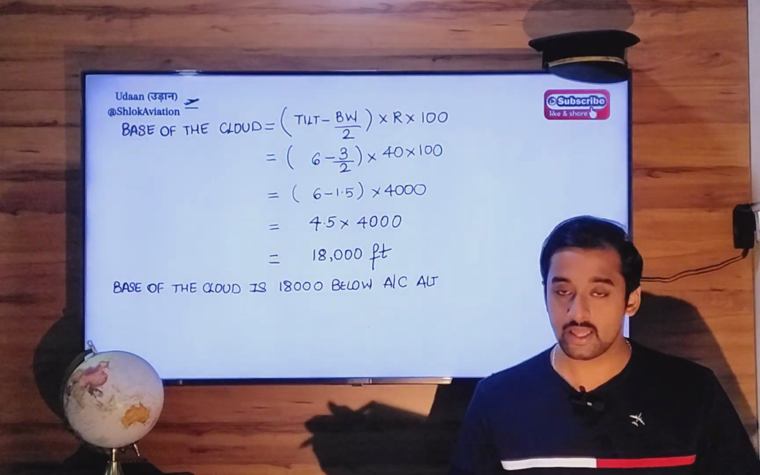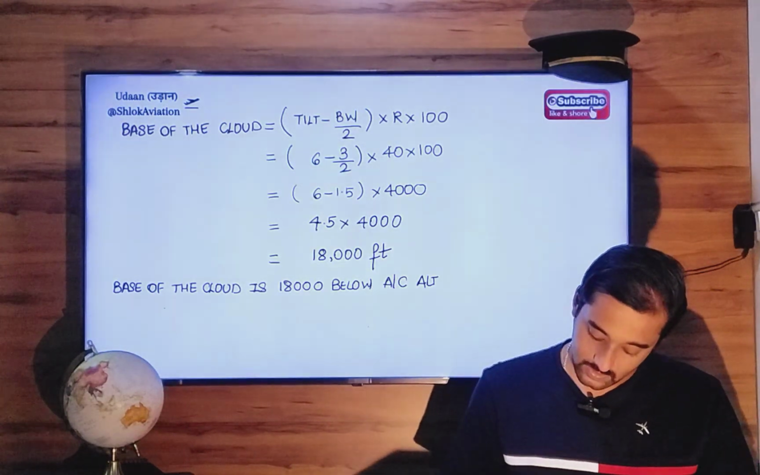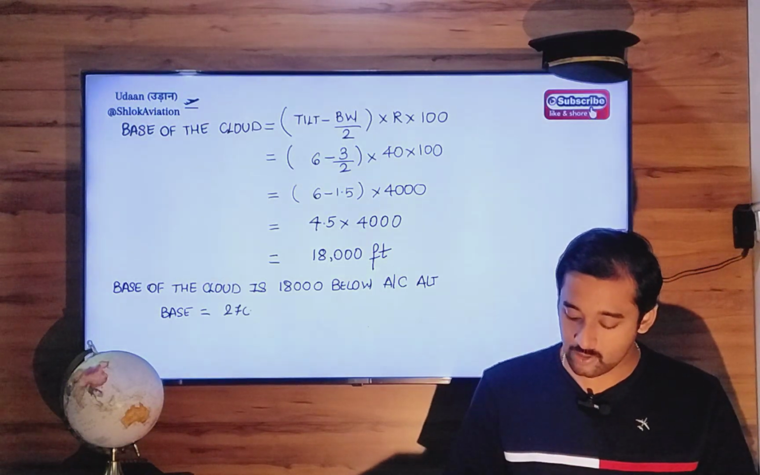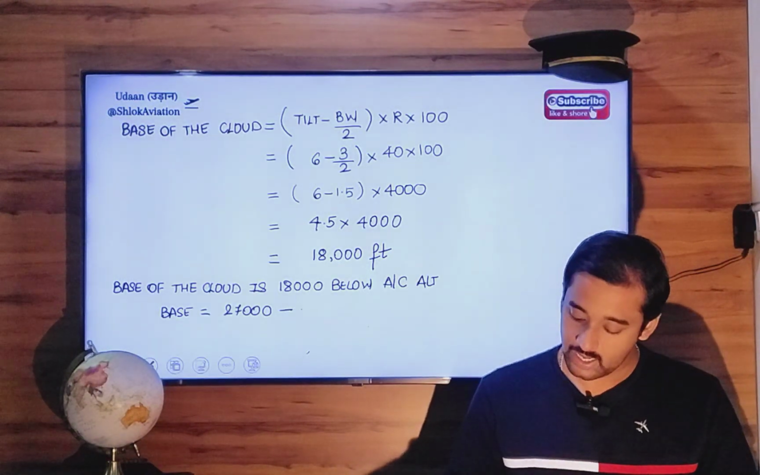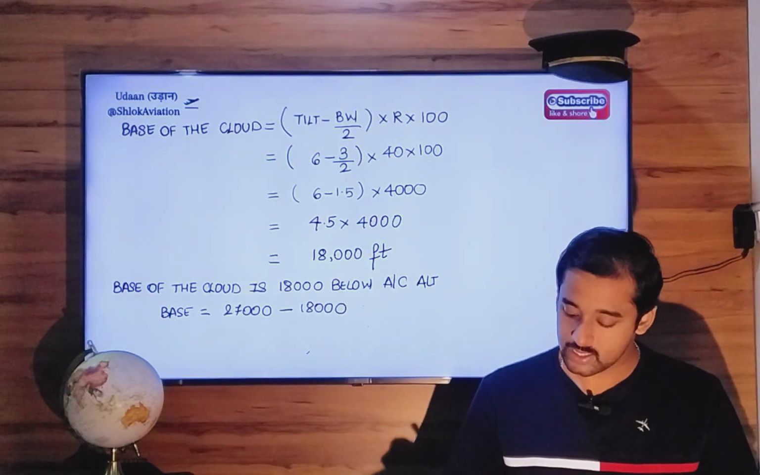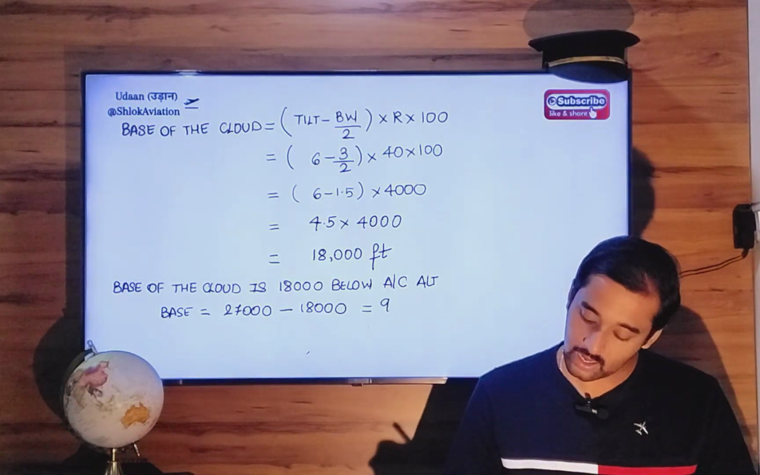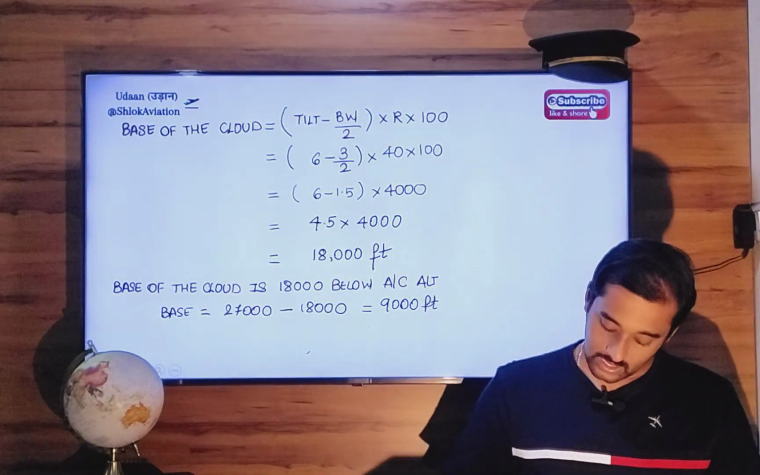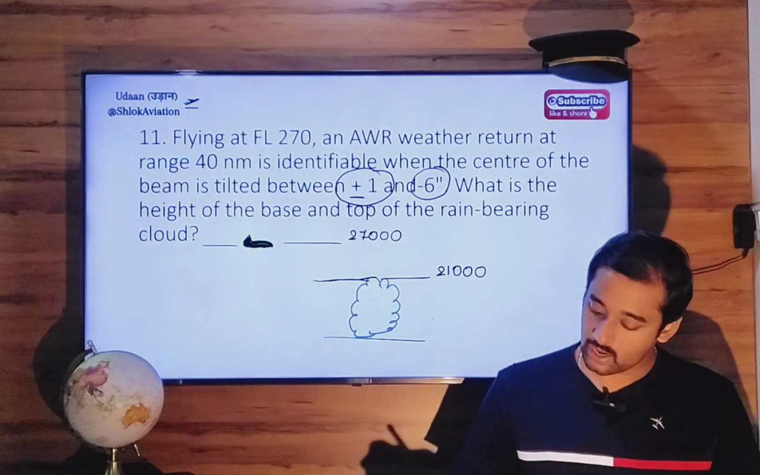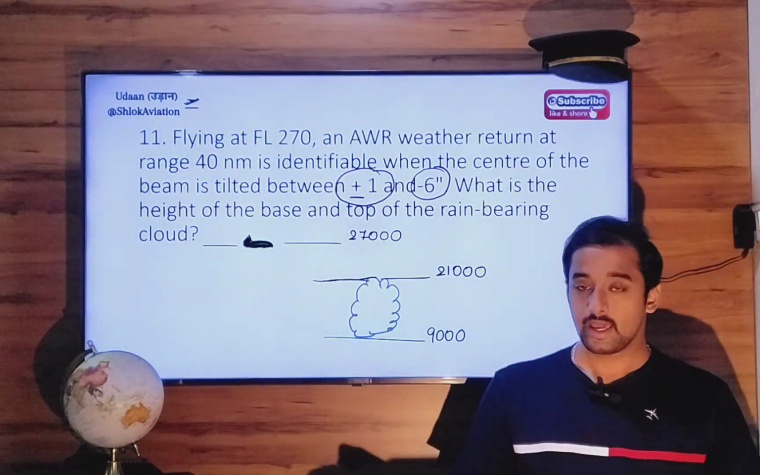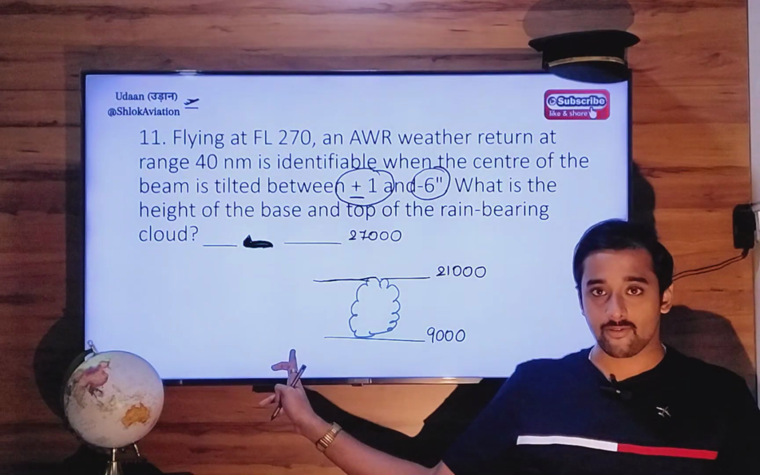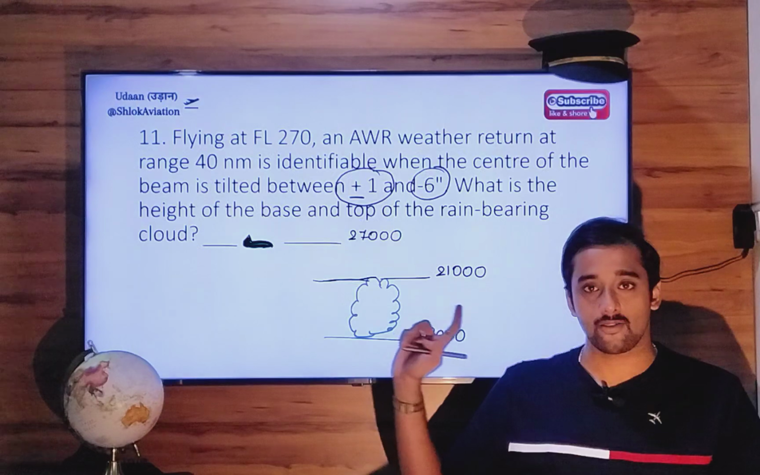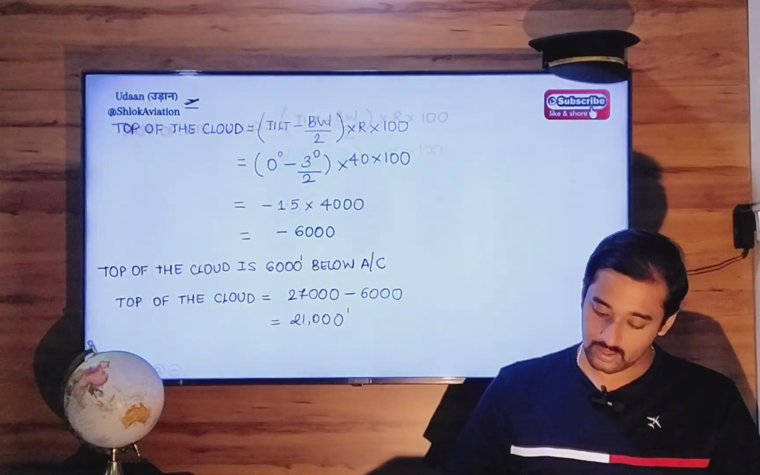Aircraft is at 27,000 feet. Base of the cloud will be 27,000 feet minus 18,000 feet, that is equal to 9,000 feet. Okay, that means the base of the cloud is at 9,000, 18,000 feet below aircraft. And top of the cloud is at 21,000, which is 6,000 below aircraft. This is how you do it. Next.